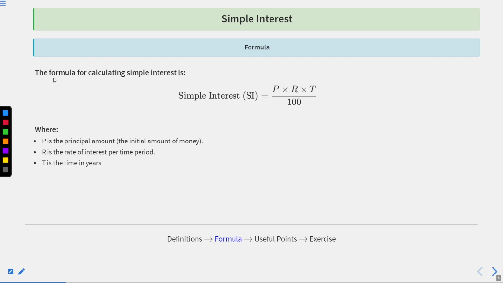So now the formula. The formula for calculating simple interest is SI equal to principal denoted by P, rate R, time T. If you take the product of these three and divide it by 100, you will get simple interest. Here P is the principal amount, the initial amount of money that you invested or borrowed. R is the rate of interest per year, and T is the time in years.